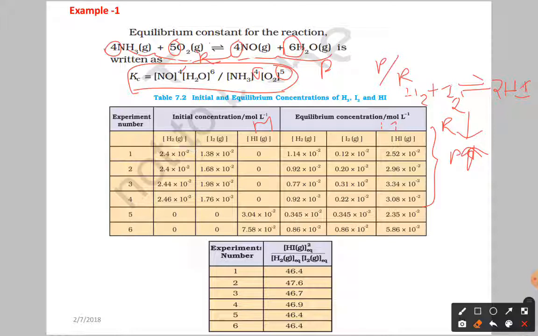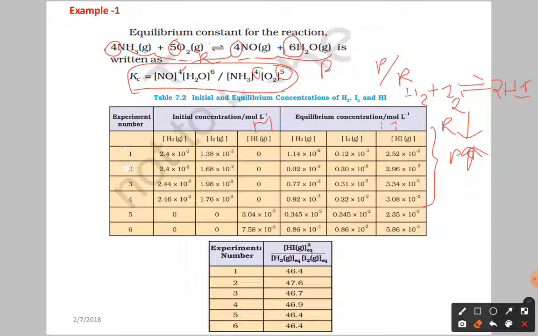Now if you see again here, the values are like this. Initially we have 2.4 into 10 to the power of minus 2 moles of H2 and 1.38 into 10 to the power of minus 2 moles of I2. After equilibrium, the H2 value has decreased to 1.14 and the I2 value has decreased to 0.128. Initially the HI concentration is 0, but after some time some amount of HI is formed. Now this is the first experiment.